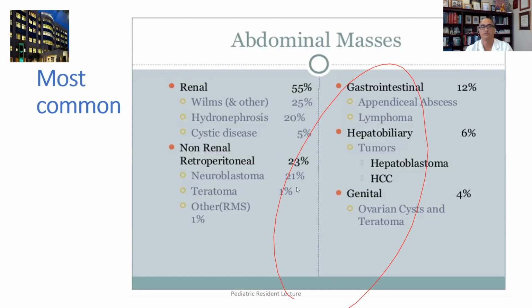I'm not sure how that red line came up, but hopefully it's not me. It's just, well, anyway, so non-renal retroperitoneal, neuroblastoma is certainly the one we see more commonly.